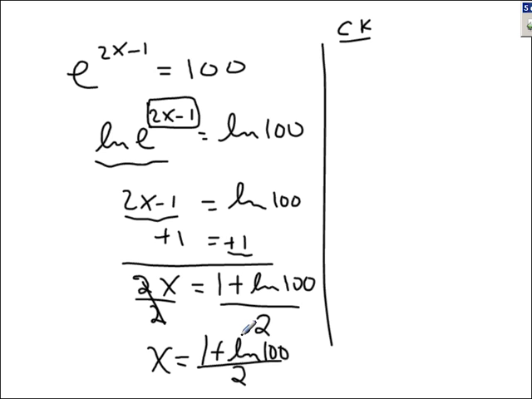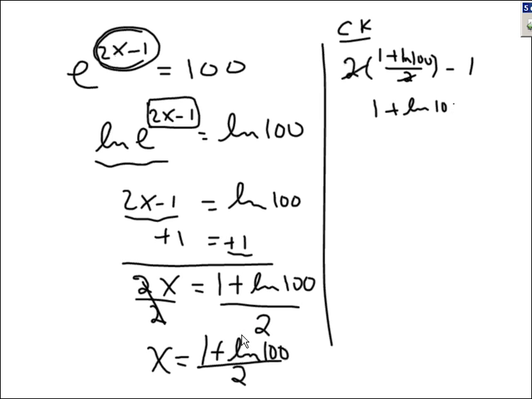Check. Well, what is 2x minus 1? I want to first find out what the power is. What is 2x minus 1? Well, x is (1 plus ln of 100) over 2. Well, the 2's cancel, so you have 1 plus ln of 100 minus 1. The 1's cancel, so you just have ln of 100. So the left side is e to the 2x minus 1, which is e to the ln of 100. And the question is, does it equal the right side, which is 100?